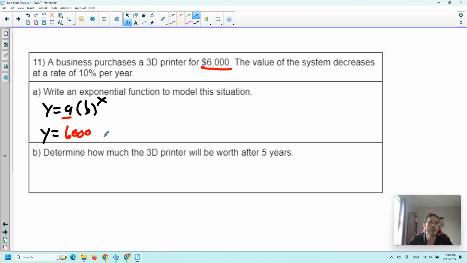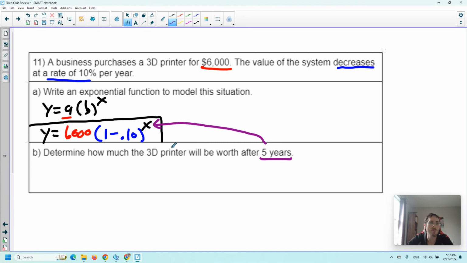For B, B is what we're multiplying by every time. In this case, we're going to decrease by 10%. So 100% minus 10% to the x, and that's it. Our equation's done. So we did part A. Part B says determine how much the printer will be worth after 5 years. So to do that, we're going to plop the 5 in for x. So y equals 6,000. You could simplify this down to 0.9 if you want, but I'm just going to leave it as is for right now.